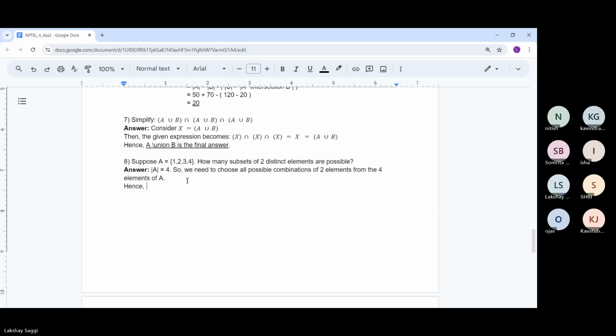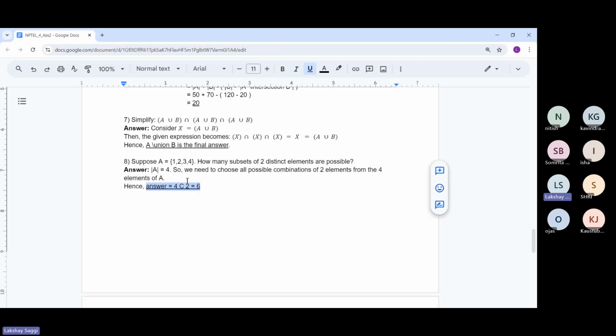Hence, the answer is nothing but, so there are four elements and we need to choose two out of those. So the answer will be nothing but 4 choose 2. So I'll just write it down also that the answer is 4C2. And this is equal to 4 into (4 minus 1) by 2, which is 6.